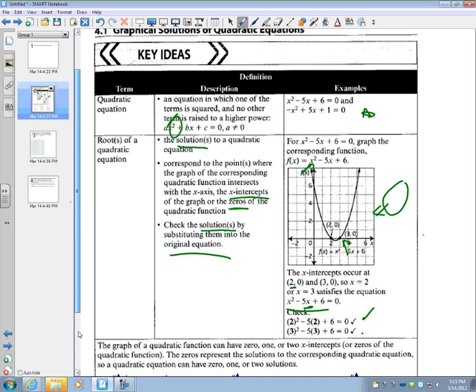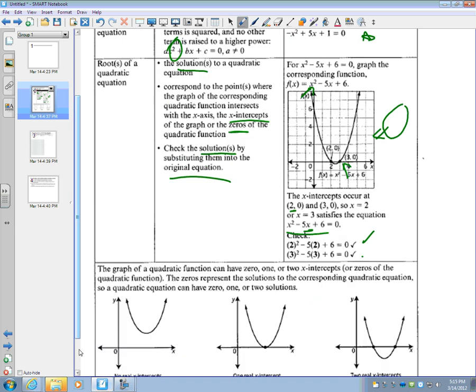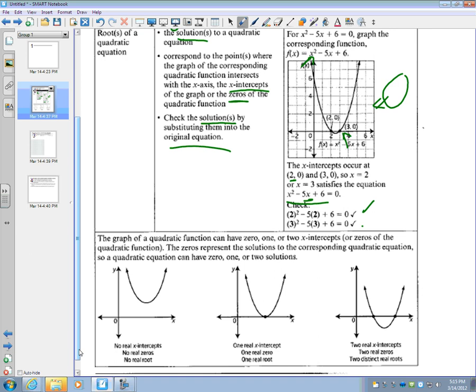Okay, the graphs of quadratic functions can have either 0, 1, or 2 x-intercepts. So in other words, it can have 2, 1, or 0 zeros. It can have 2, 1, or 0 solutions. So first of all, if it's above the x-axis, it doesn't ever cross. So it has no x-intercepts, no zeros, no roots, and no solutions.